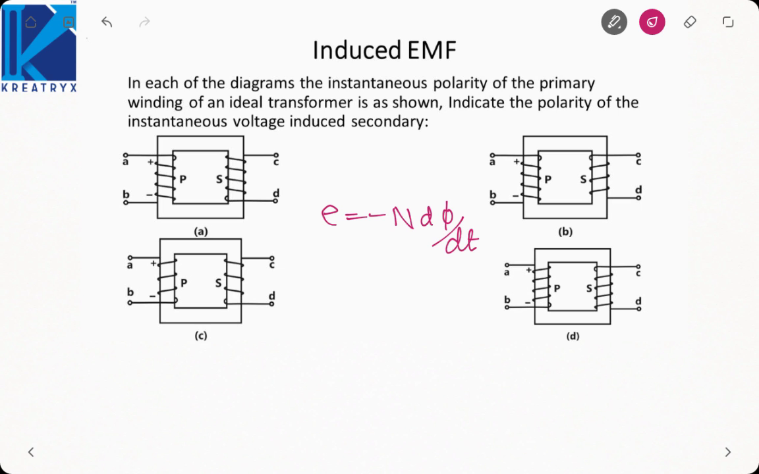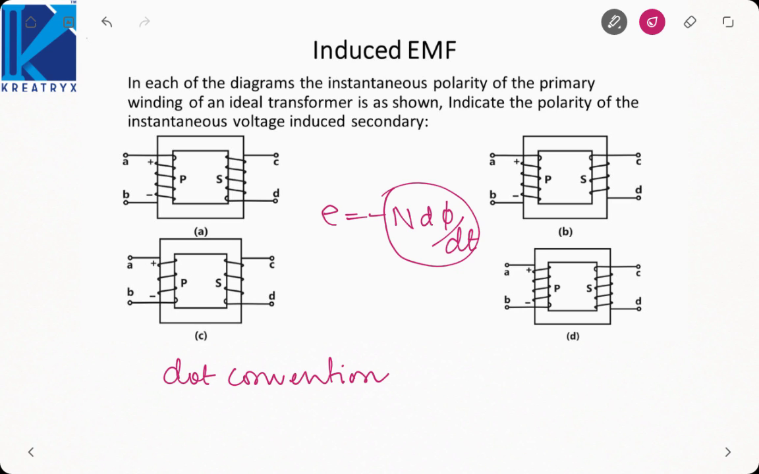What I will suggest is that you do not have to use this minus sign. What you should do is first figure out the polarity of induced EMF and then just calculate the magnitude using N d phi by dt. No need to consider the negative sign. Now how to find the polarity of induced EMF? For that we use the method of dot convention.